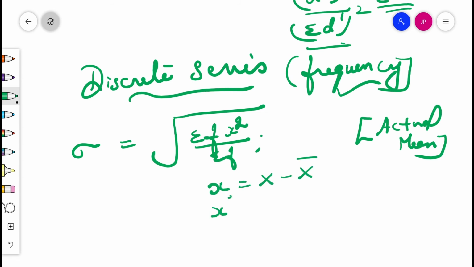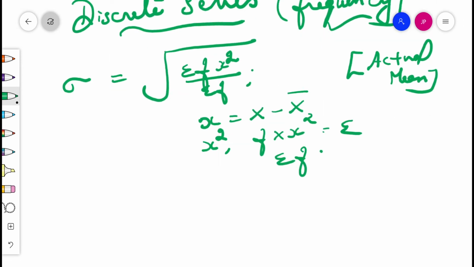Then we have to calculate x square. The third step is frequency into x square. Then it's a summation of those values, and the last step is to calculate sigma f. Substitute the values in the formula. That is the actual mean method, discrete series.